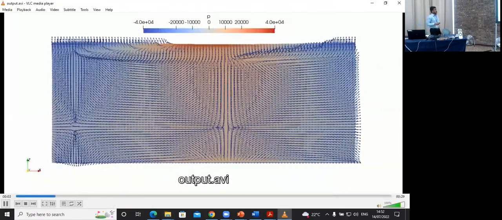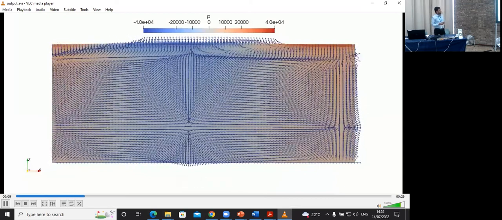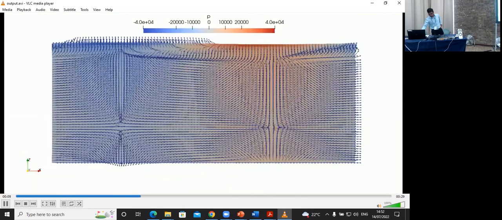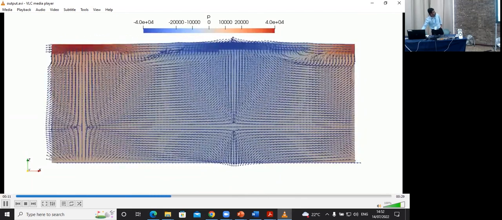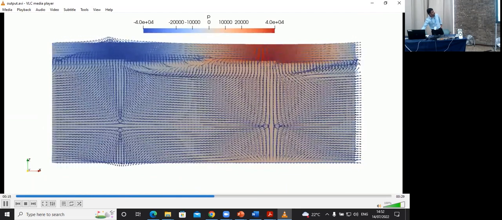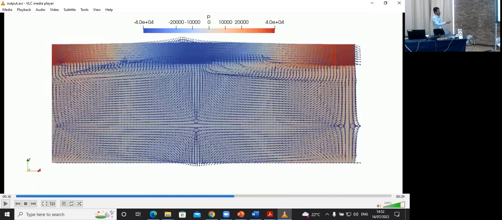So here it's the velocity vectors, and you can see that the top part of the soil is getting liquefied, and then it behaves differently after liquefaction. You can see a big difference: the velocity vectors are perpendicular on the top, and then it rotates in the bottom.